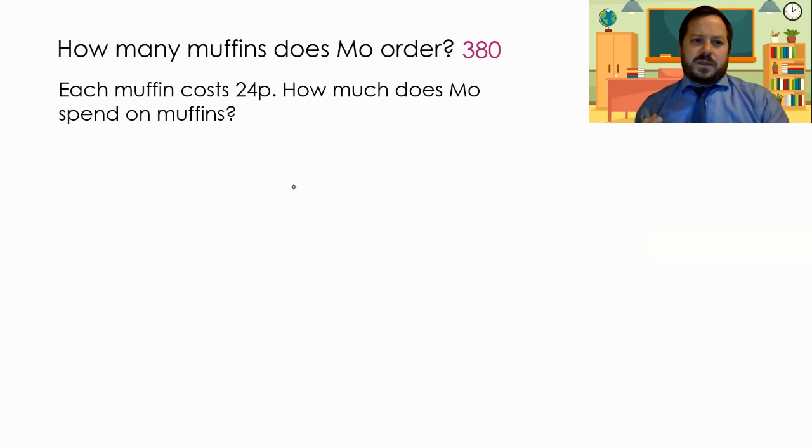How many muffins does my order have? We know it is 380. The follow-up question is, each muffin costs 24p. So how much does Mo spend? Have a think. Pause now.